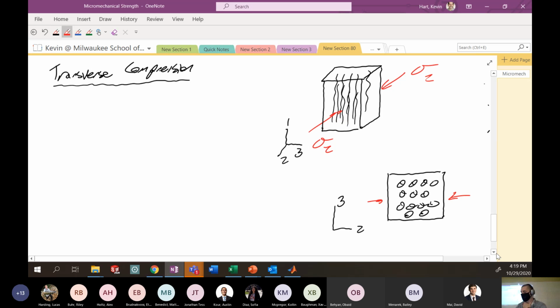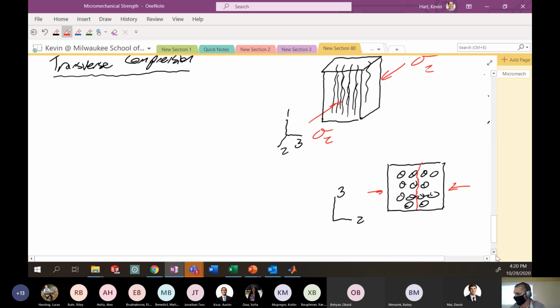Okay, so if you've got compression of these circular elements, you're again going to have failure that occurs at the boundaries of these fibers, generally inside the matrix. This is really the only failure mode that we have. So again, this is going to be heavily dominated by stress concentrations.